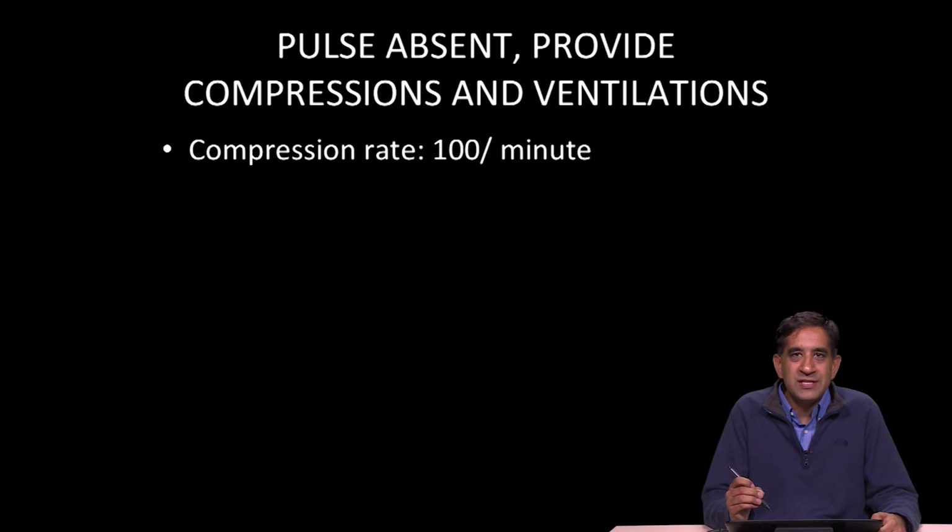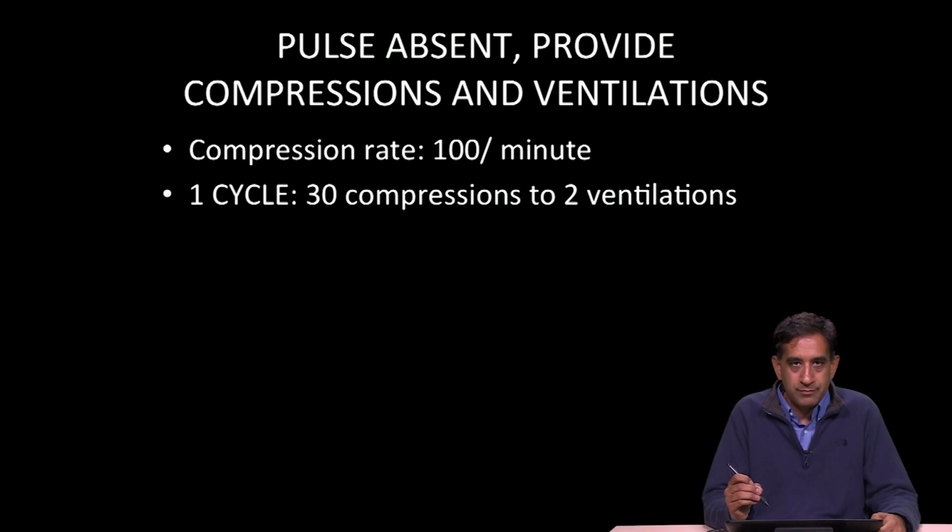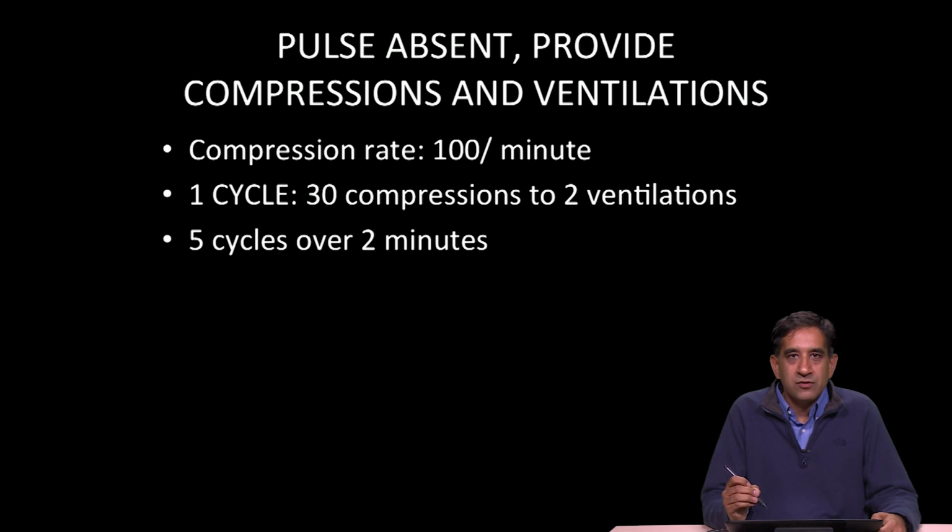When the pulse is absent and you're providing both compressions and ventilations, your compression rate is going to be 100 chest compressions a minute. And you're going to give these in cycles of 30 compressions to 2 breaths or 2 ventilations. We're going to do 5 cycles over 2 minutes and then reassess the patient to see what their condition is.